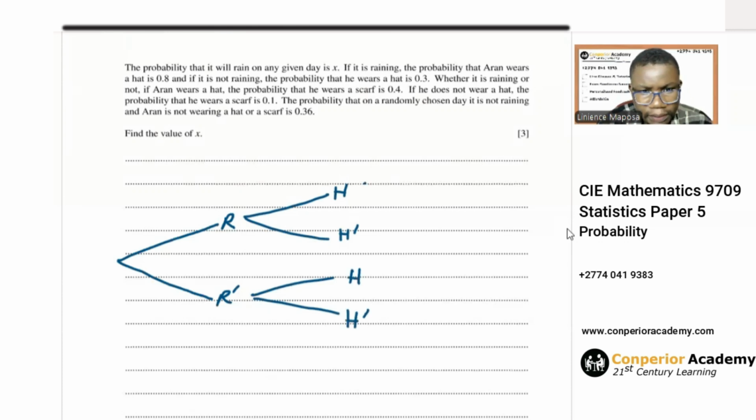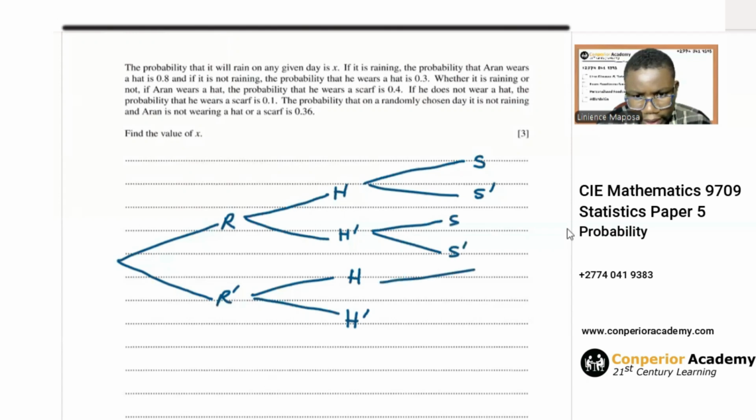If he's wearing a hat, he might wear a scarf or he might not. So scarf or no scarf. He might wear a scarf or might not. So these are the branches that I have. These are the branches of our tree, and then we have the same branch here. So the probability that he's not wearing a hat, so I will do this, and then S complement.